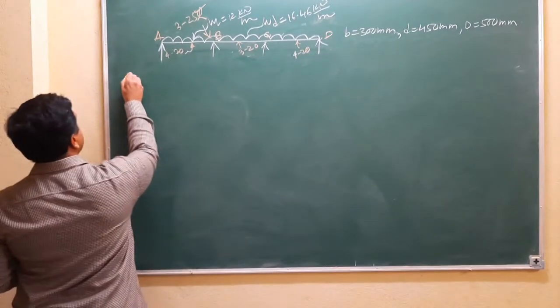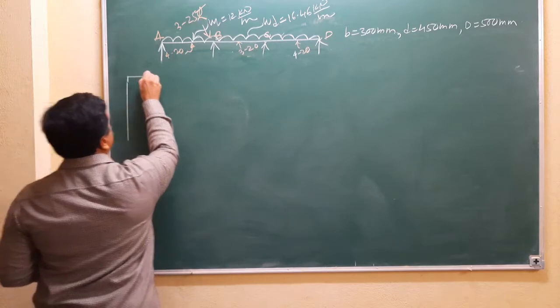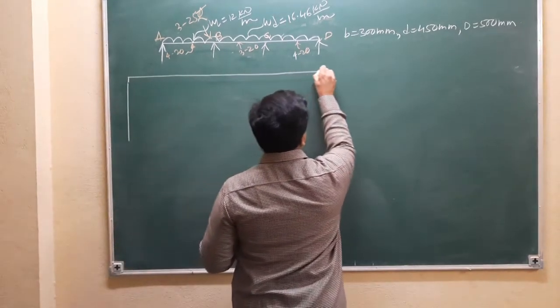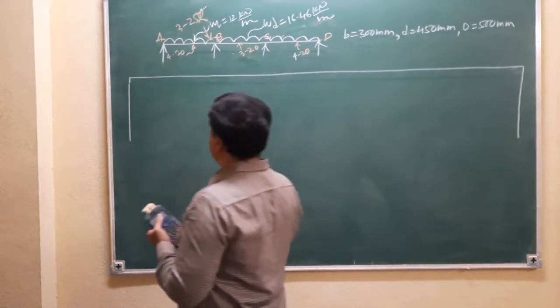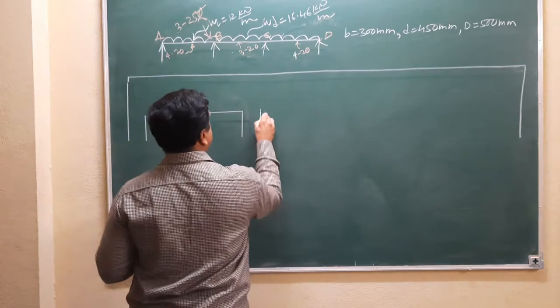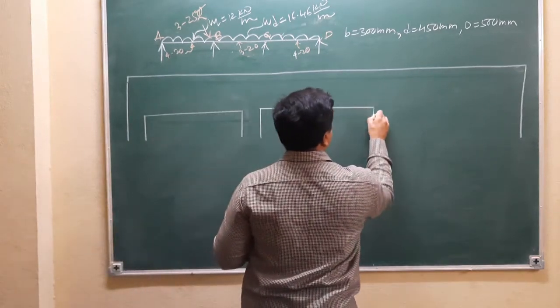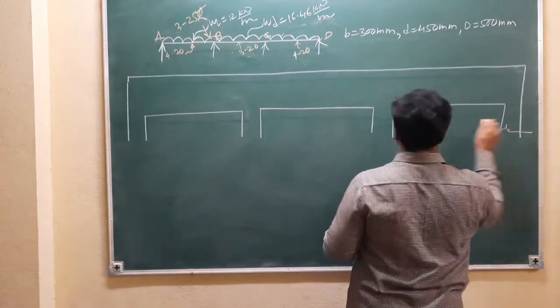Now how to sketch these things? I will tell you in detail. So this is your longitudinal section of the beam. This is your first span, this is your second span, and this is your last span.